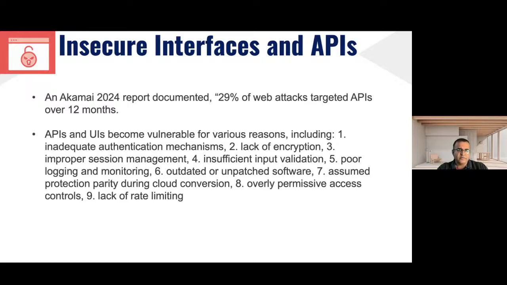Architects and the security team have to sit down with development, scrutinize what is happening, and look at what components are used. Especially the DevSecOps team can have a huge impact on it. And then there is assumed protection, parity during cloud conversion, overly permissive access control, and lack of rate limiting. Permissive access control means giving a lot of permissions to a lot of people.